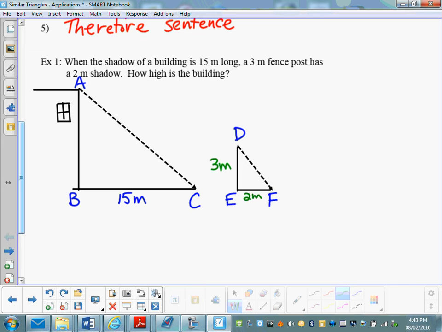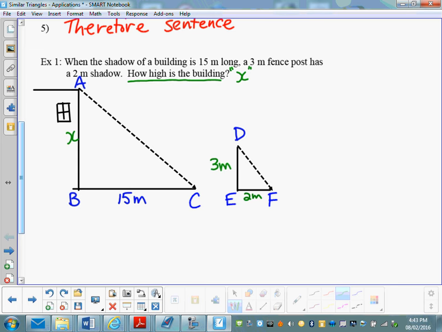And when we have this situation with shadows, it always creates similar triangles because the sun is in the same spot in the sky creating both of these shadows. So it does create similar triangles. So we know that these two triangles are similar. In this case, we're trying to figure out how high is the building. So I'm going to use X to represent the height of the building.